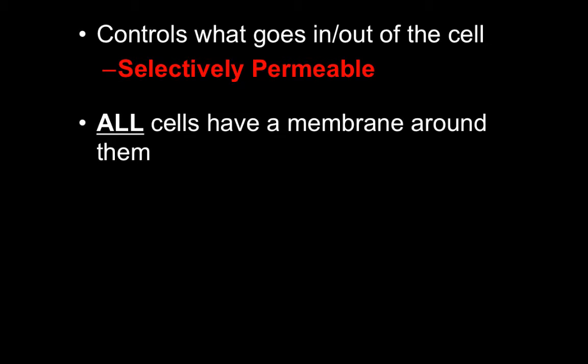All cells have a membrane around their cell called a plasma membrane, and again, this is very important. If you don't have a membrane, you don't have a cell. Just like if you don't have walls, you don't have a house.